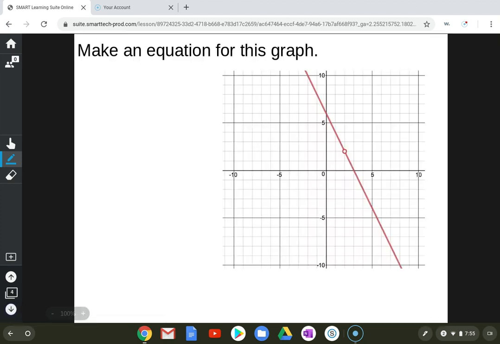All right, last little review. Make an equation for this graph. This one's simple. Okay, so if we have to write an equation, just ignore the hole. Pretend the hole's not there. And just say you were writing an equation of this line.